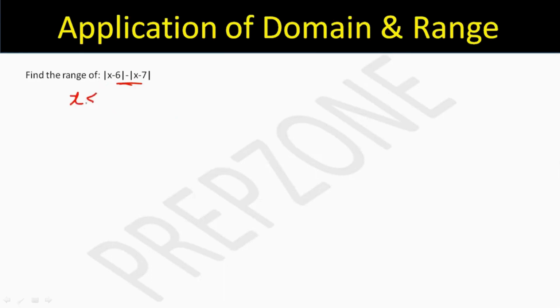यहाँ से समझ आता है. X can be either less than equals to 6. X can be either between 6 to 7, or X can be greater than equals to 7. This is how it should have been approached. I hope it's clear to everyone. First step is either you draw the graph. Graph draw करने के लिए भी essentially तो ये सब करना ही पड़ेगा. ठीक है?